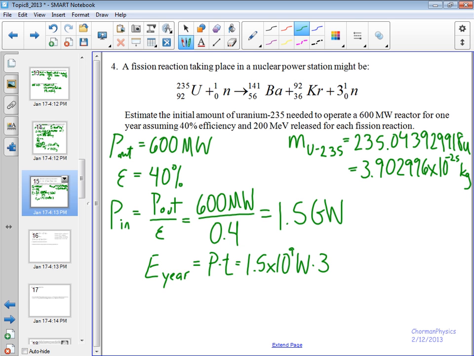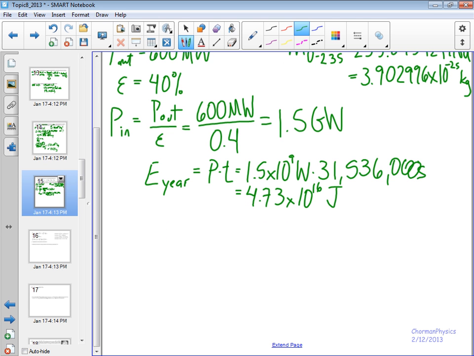And what we end up with here, we're going to switch this to scientific notation, times our time, of course. And from there, we end up with 4.73 times 10 to the 16th joules. So this is the total amount of energy that we would need in a year. How does that compare to the number of fissions? Well, if we divide this total amount of energy by the energy per fission, we'll get the number of fissions.